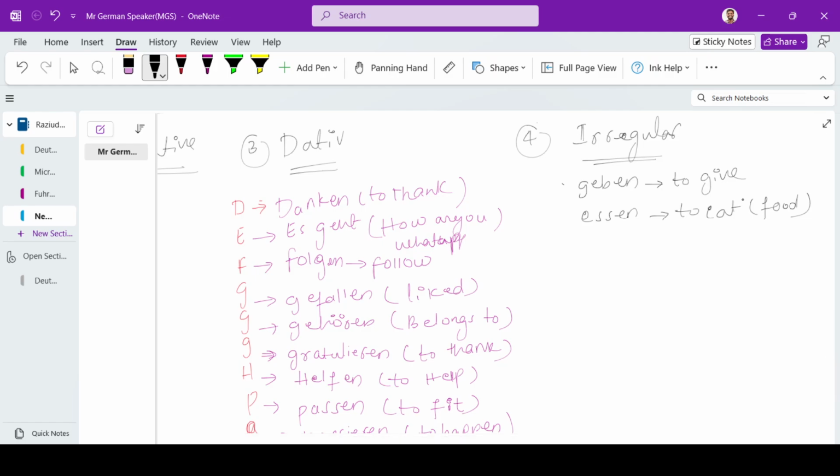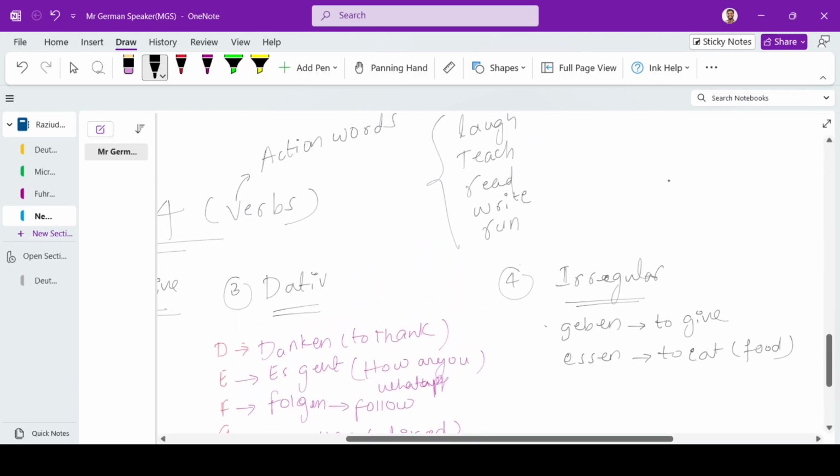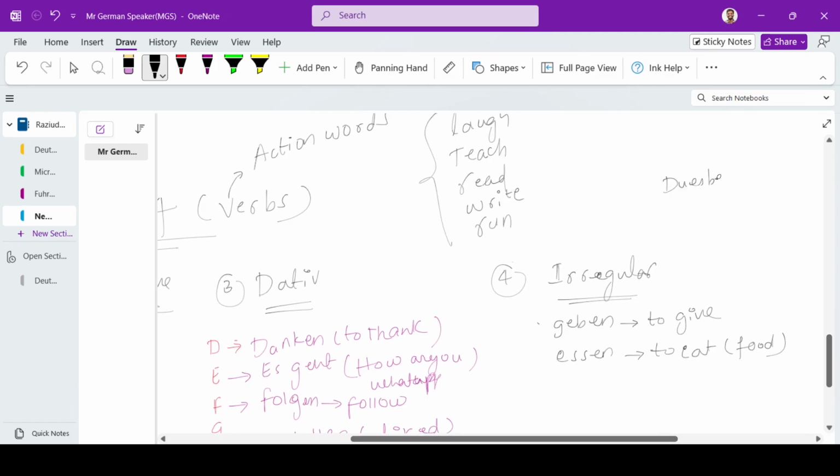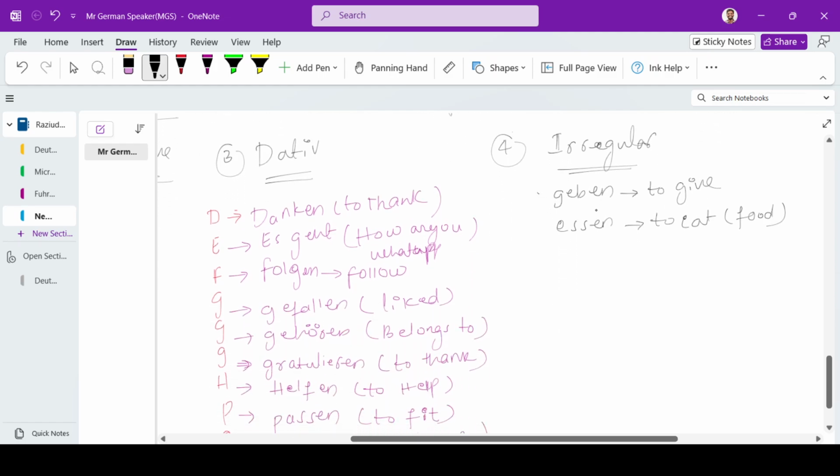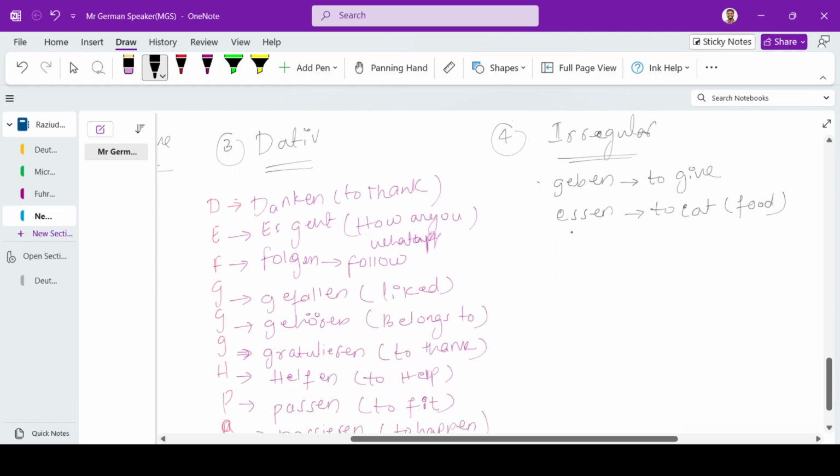There is also a city called Essen in Germany. That doesn't mean to eat or food, it's the name of a city, like Duisburg, Essen. So we have to be very careful when using words. Okay, so Geben, Essen. Then we have Arbeiten.